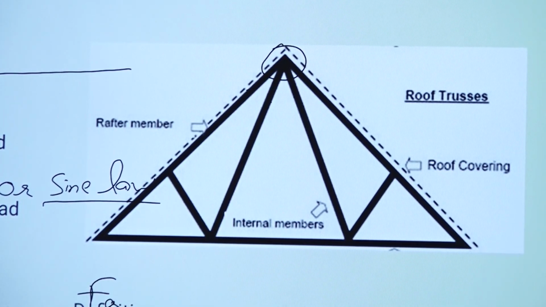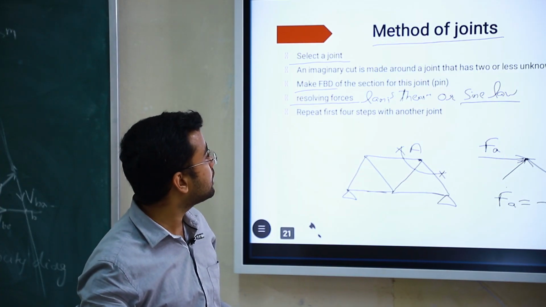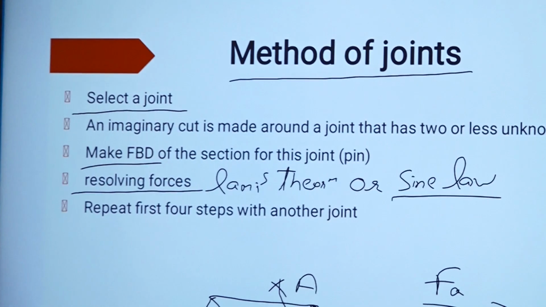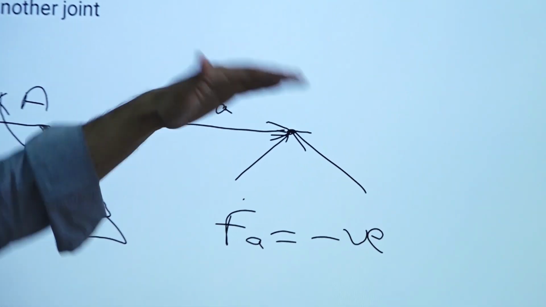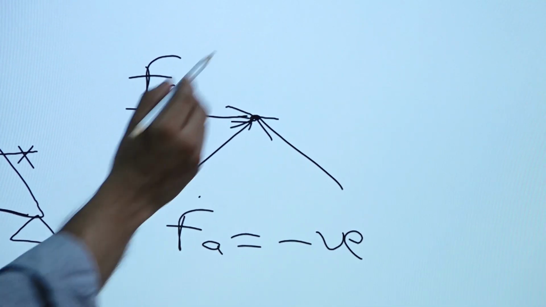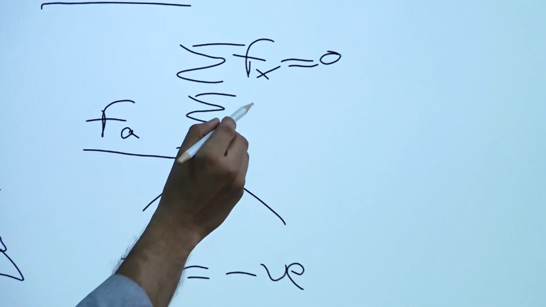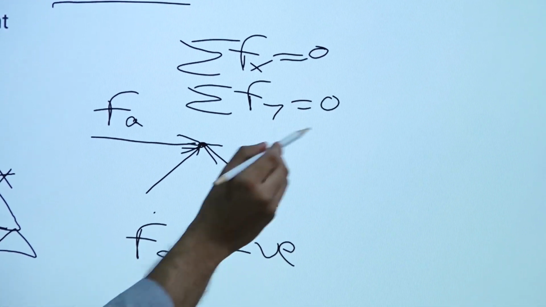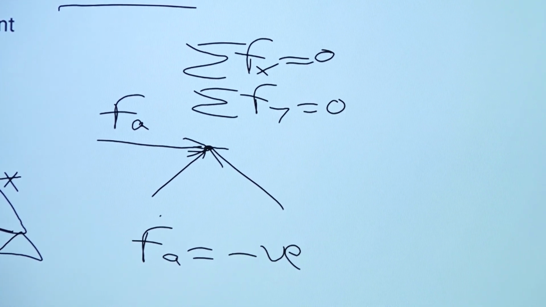In this case you have to resolve the forces. We have also seen in the first unit how to resolve the forces. Resolving the forces means you have to take components in the x and y directions. You have to use sigma Fx is equal to 0 and sigma Fy is equal to 0, and with the help of these two equations you have to solve the problem, right?